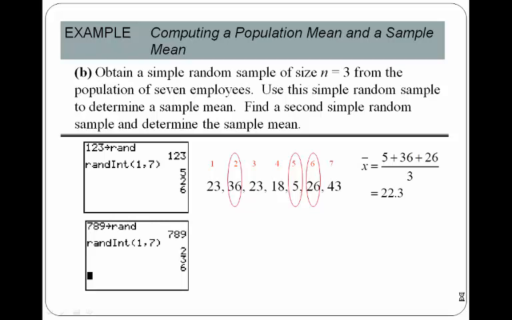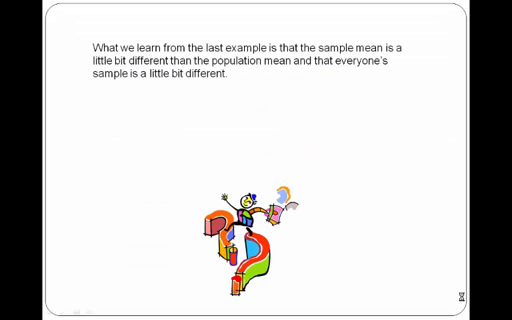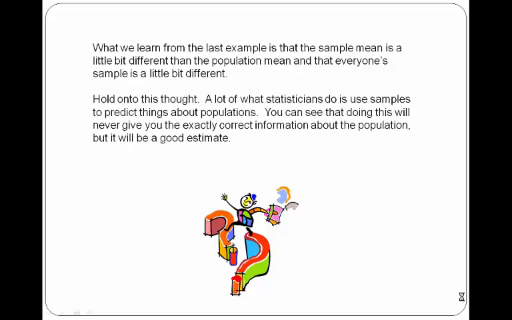If we take 3 more random numbers, and again these were generated by the calculator, but you could put all of the people back in the hat and draw out 3 more and get another random sample. Add up those 3 numbers, divide by 3, and now we have a sample mean of 28.3. So notice it's not really a big surprise that if you've got a different sample, you're going to get a different mean. What we learned from this is that the sample mean is a little bit different than the population mean, and that everyone's sample is a little bit different. Hold on to that thought.